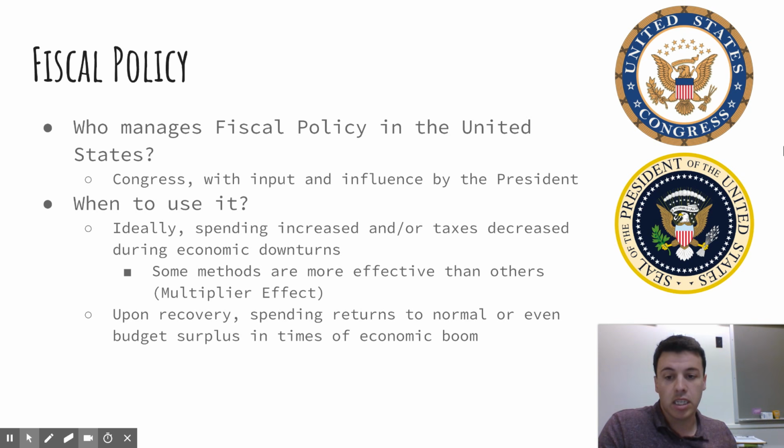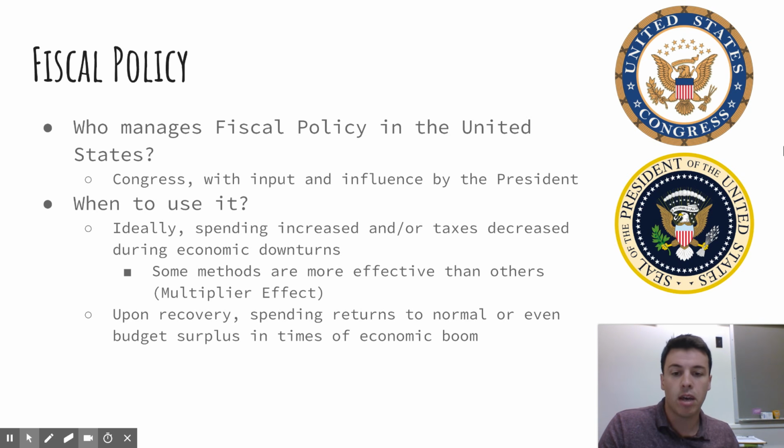Now, ideally, we're going to use fiscal policy in times of an economic downturn by increasing government spending on different programs and/or decreasing taxes, just to get more money out there into the economy. But some methods we found are more effective than others. This is something known as the multiplier effect. Putting money out there tends to have a multiplied effect over time, and the higher the multiplier, the better the program.